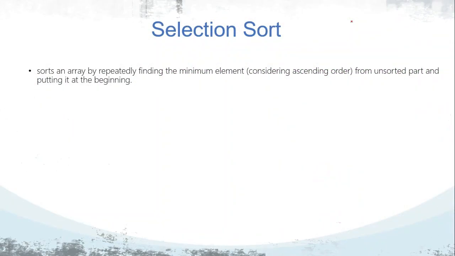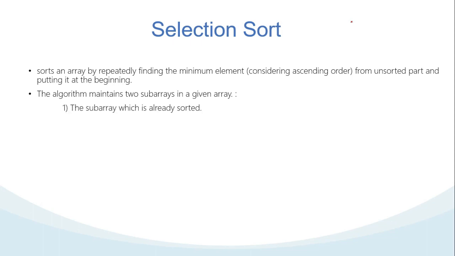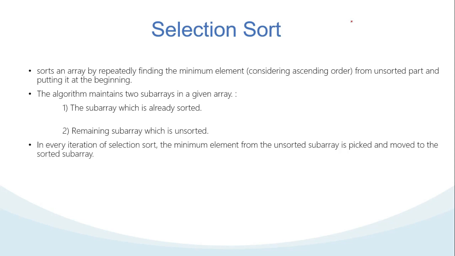Selection sort sorts an array by repeatedly finding the minimum element, considering ascending order, from the unsorted part and putting it at the beginning. The algorithm maintains two subarrays in a given array: the subarray which is already sorted, and the remaining subarray which is unsorted. In every iteration of selection sort, the minimum element from the unsorted subarray is picked and moved to the sorted subarray. Let's see the example.